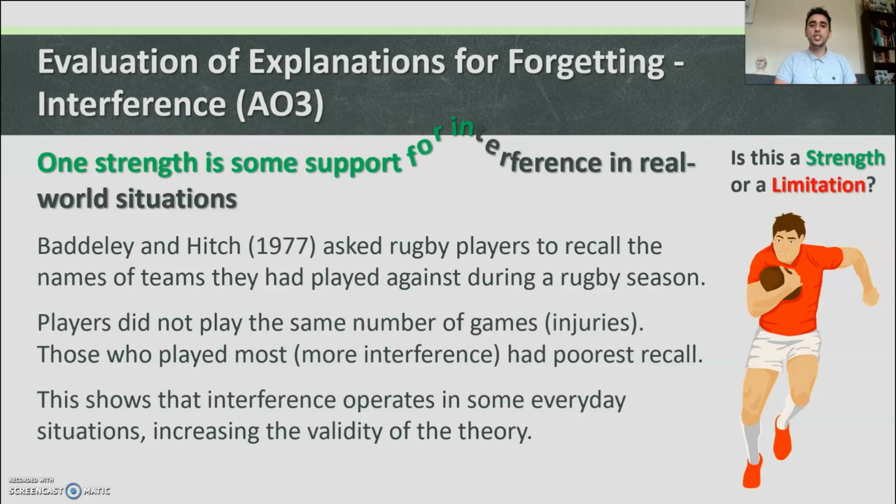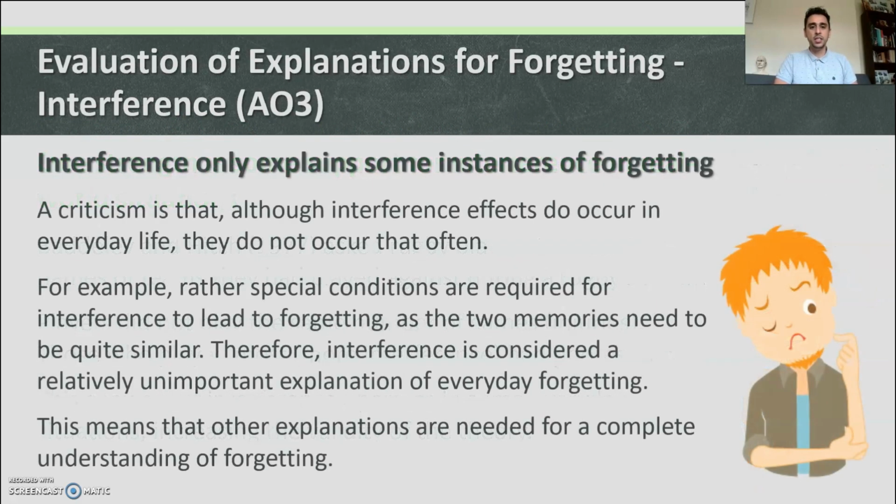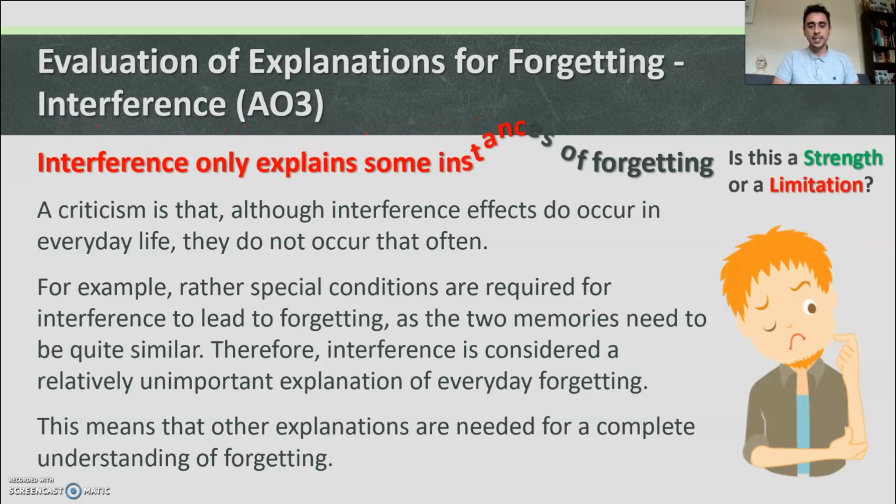So is this a strength or limitation? This is a strength. This is support for interference, a real-world application for supporting interference. Interference only explains some instances of forgetting though. A criticism is that, although interference effects do occur in everyday life, they do not occur that often. For example, rather special conditions are required for interference to lead to forgetting, as the two memories need to be quite similar. Therefore, interference is considered a relatively unimportant explanation of everyday forgetting. This means that other explanations are needed for a complete understanding of forgetting. So interference only explains some instances of forgetting. That is a limitation.